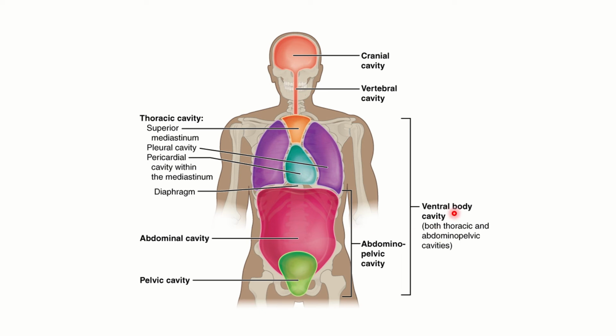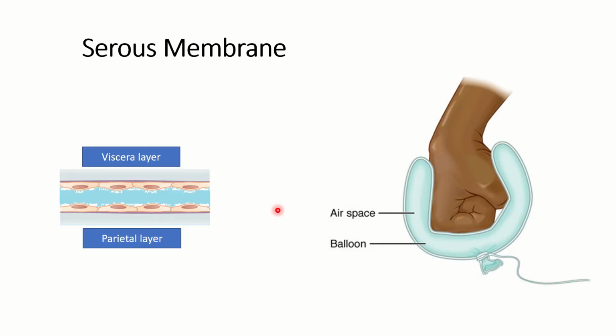So once again, you can see here that the ventral cavity is made of the thoracic cavity, abdominal cavity, and pelvic cavity. The ventral cavities are made of serous membrane. Serous membrane is made of two types of tissues. One is a simple squamous epithelium, and the other one is the loose areolar connective tissue. So both of them together make the serous membrane.